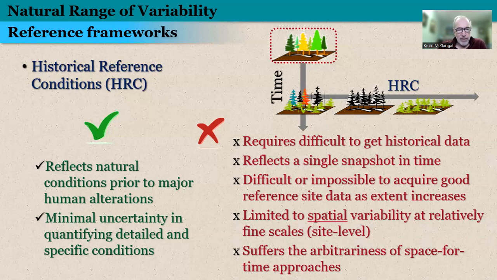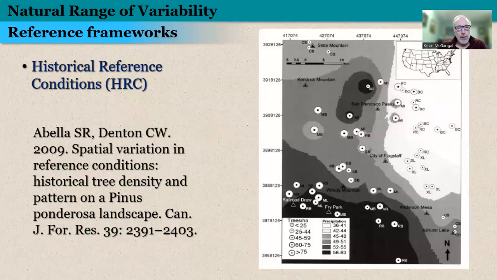And lastly, like the CRC approach, it suffers the arbitrariness of the space for time approach with regards to having to choose the breadth of reference sites for characterizing NRV. A good example of this comes from Abella and Denton in 2009 in a paper entitled Spatial Variation in Reference Conditions, Historical Tree Density and Pattern on a Pinus ponderosa Landscape, published in the Canadian Journal of Forest Research.